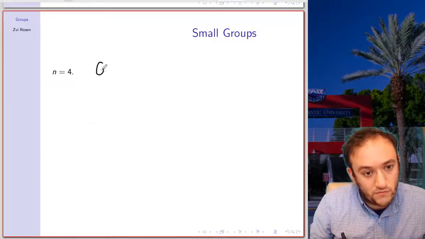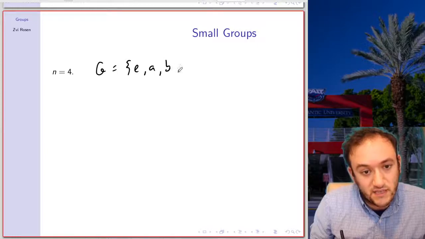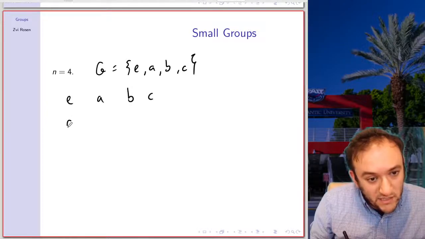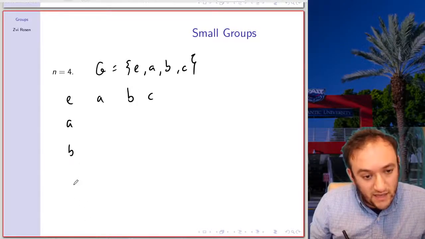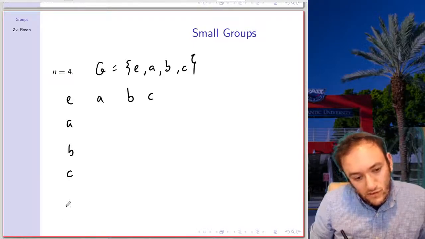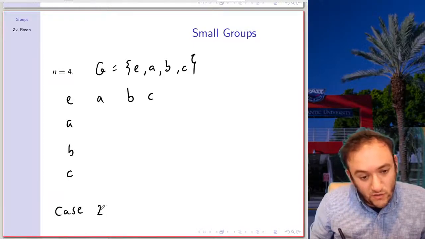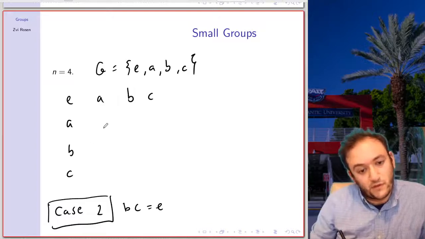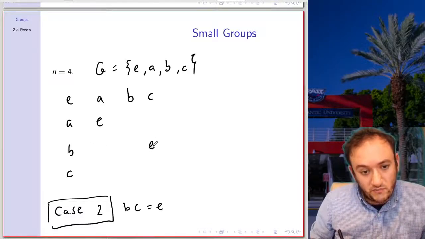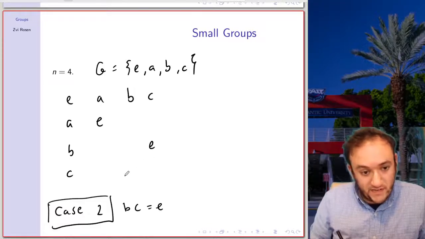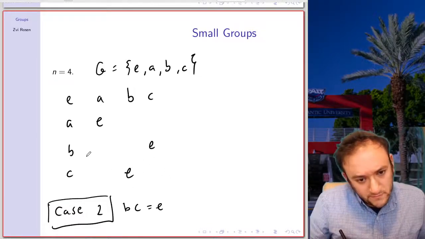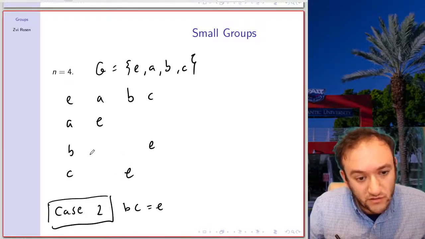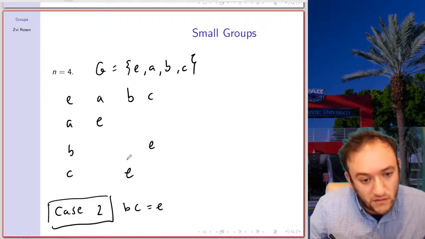So G is E, A, B, C. We're going to draw a Cayley table, E, A, B, C, E, A, B, C. And here we're considering case 2, where BC equals E. So we know that A squared is E, and BC is E. Since inverses are two-sided, CB is also E. Now we have to figure out what these other values are.